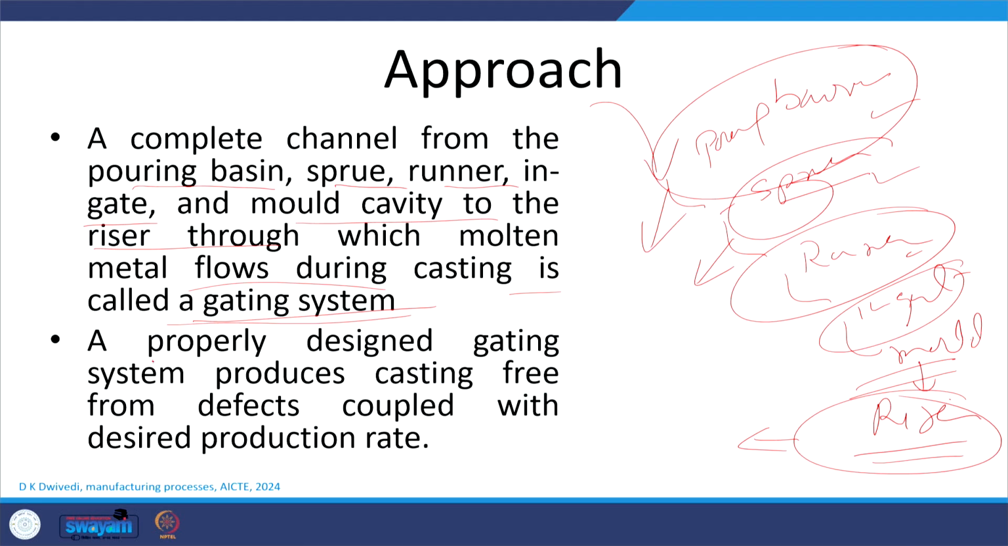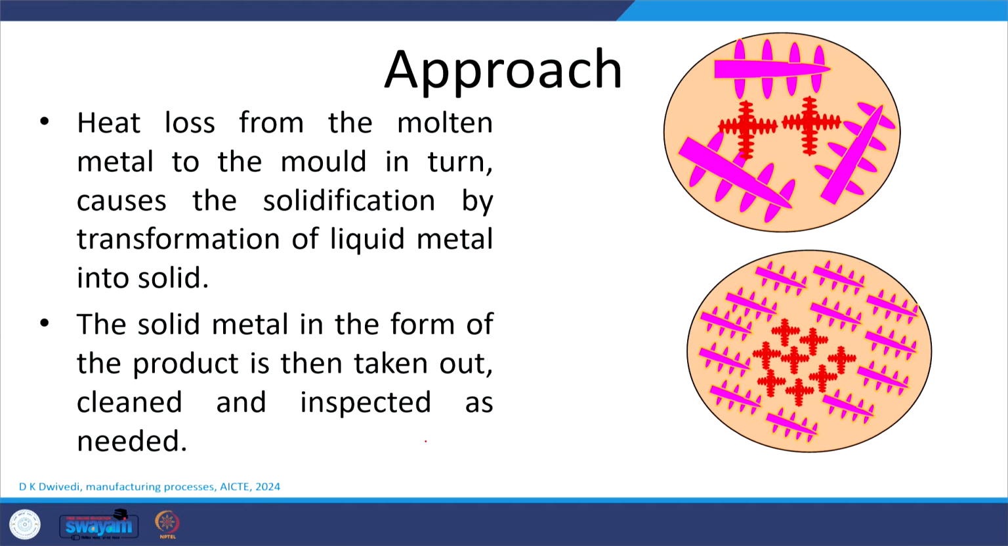Okay. So, each component, pouring basin, sprue, runner, ingate, mold and the riser, is to be designed properly. A properly designed gating system produces a casting which is free from defects, coupled with the desired production rate. Now, what happens when we allow the solidification of the molten metal? Say molten metal has filled the mold cavity completely, then heat loss from the mold wall will take place, and because of this heat loss, the temperature of the molten metal will be coming down.